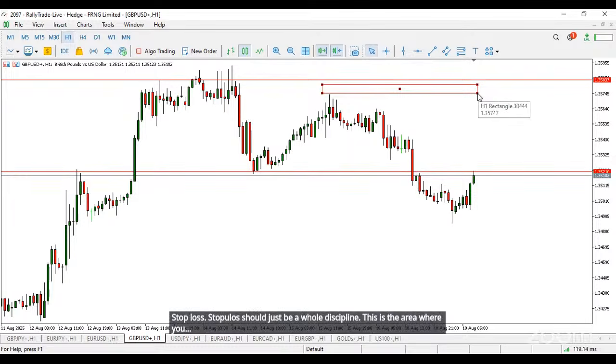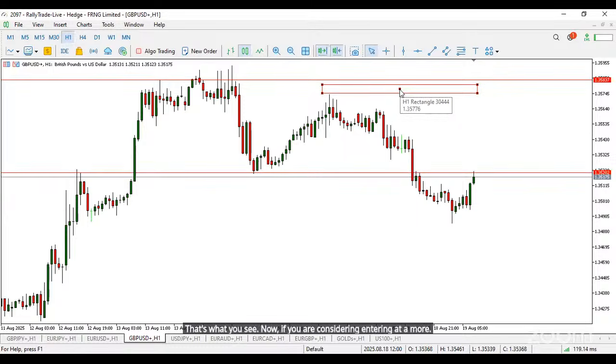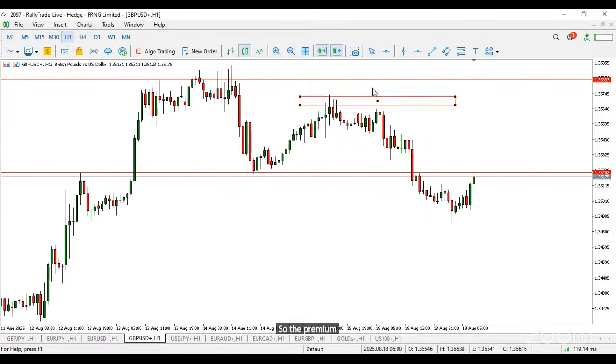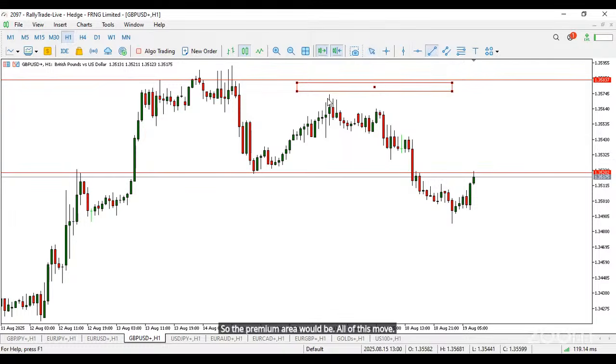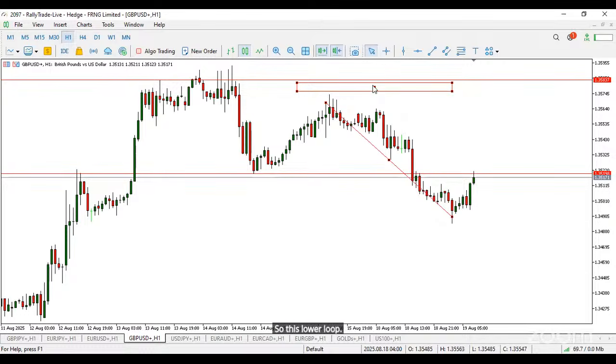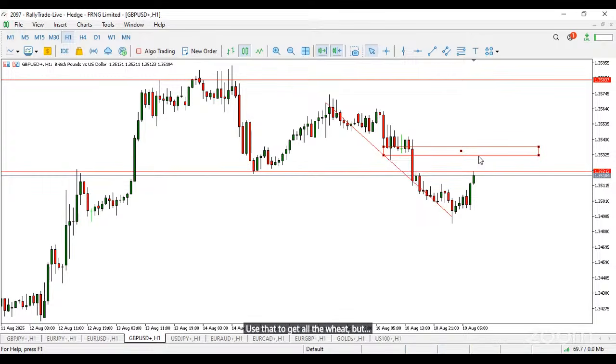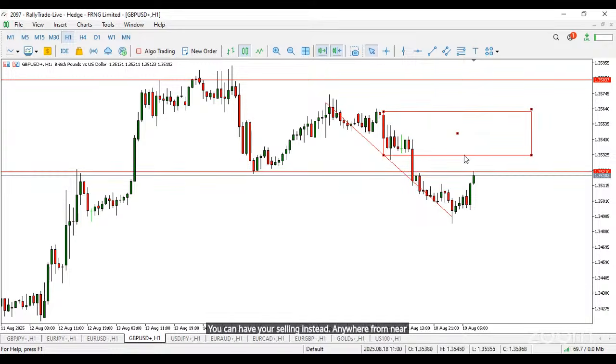As simple as that. If you are considering an instant execution now, that's where you put it. Now, if you are considering entering at a more premium area, because you should sell at premium and then buy at discount, the premium area would be all of this move. When you look at this lower high to this lower low, where is half of it? Half of it is somewhere around here. For those of us who know how to use Fibonacci, use that to get out of it, but you also use your physical eyes. So anywhere from here upward, you can have your sell limits.